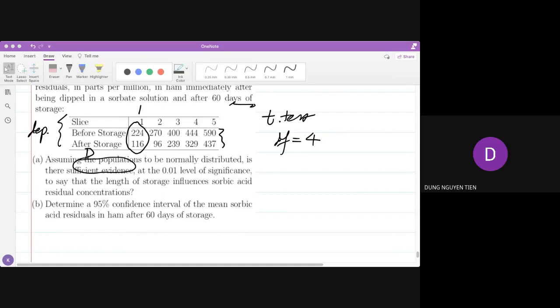Okay. Now, determine a 95% confidence interval for the mean acid residuals of ham after 60 days of storage. So in this case, should I deal with the before storage row, the after storage row, or the difference row? Which one? The after 60 days of storage row, right? So the after storage should be the one. You use those numbers to construct a confidence interval. All right? Is that clear, everybody?